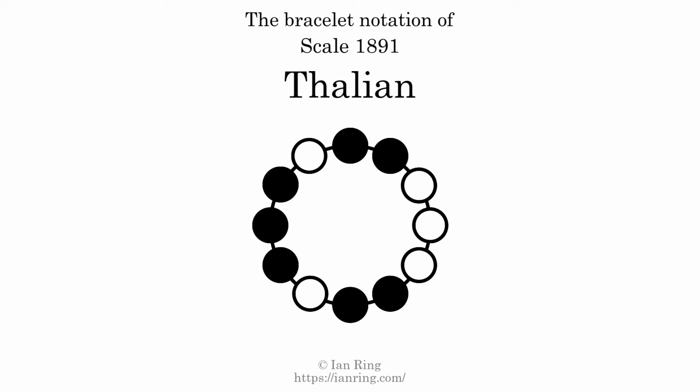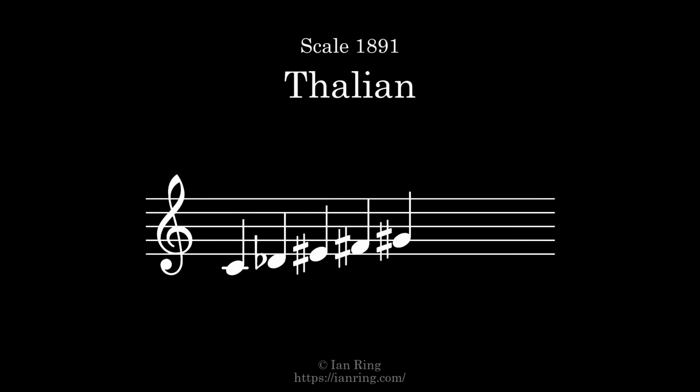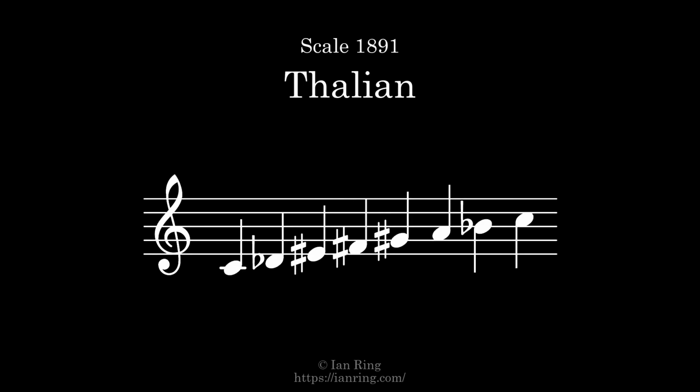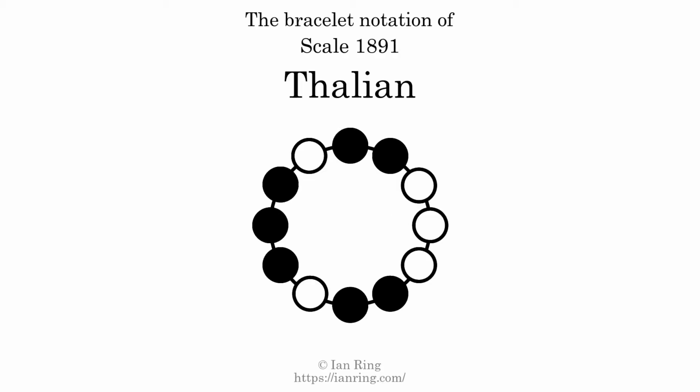1891, Thalian, which sounds like this. This scale has 7 tones, which means it is called a heptatonic scale. This is a bracelet notation diagram of scale 1891. The shaded circles represent tones that appear in the scale, and they are read clockwise, starting at the top.